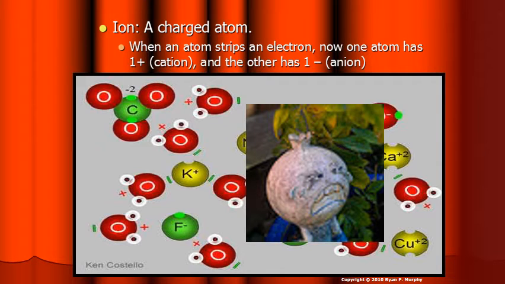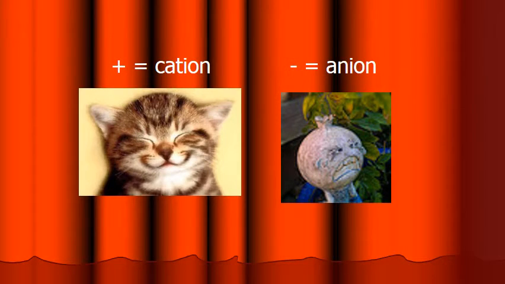Kind of looks like onion, right? Okay. Cation, happy cat. Anion, grumpy onion. There you go. Positive is a cation. Negative is an anion.